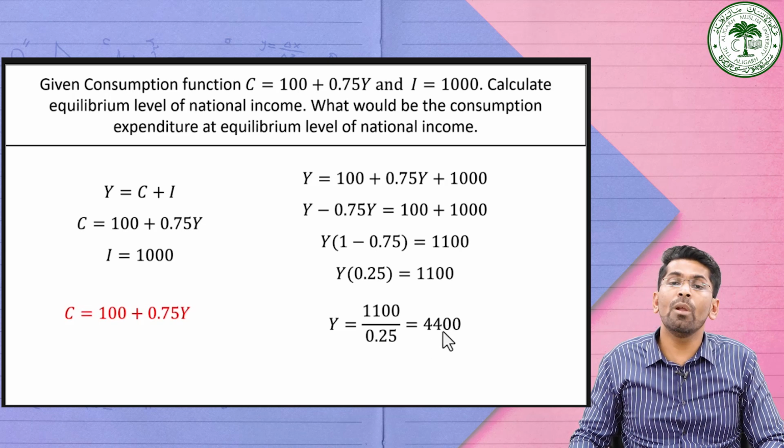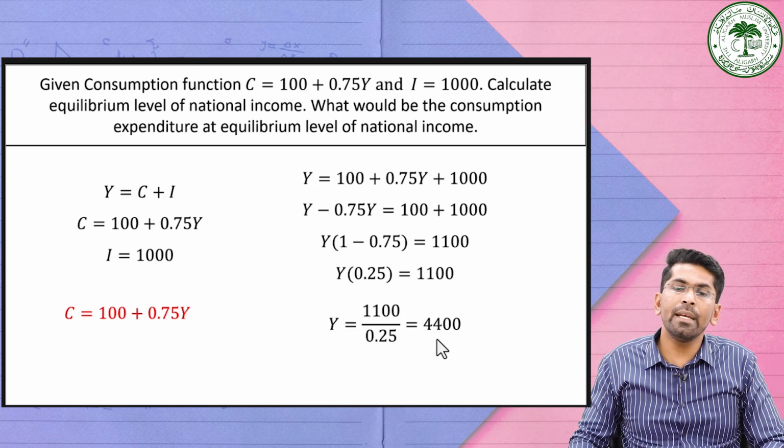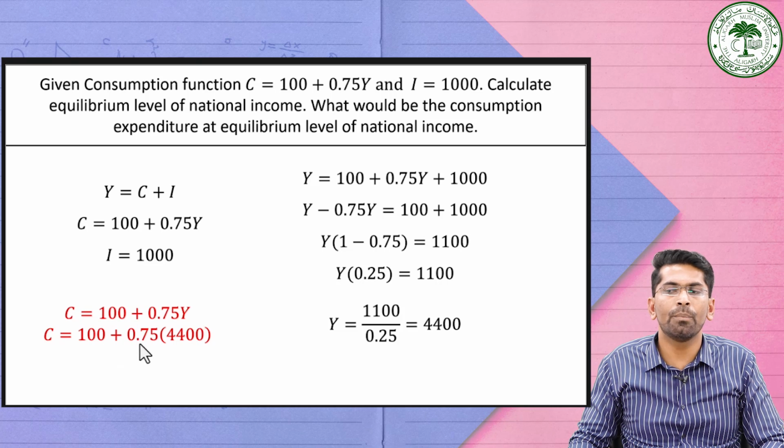Now what is the level of consumption? If the level of income is equal to 4400, we substitute this value into the consumption function. So C is equal to 100 plus 0.75 into 4400. Simplifying, 0.75 into 4400 is equal to 3300. So 100 plus 3300 is equal to 3400. So your consumption will be 3400 at the equilibrium level of national income.